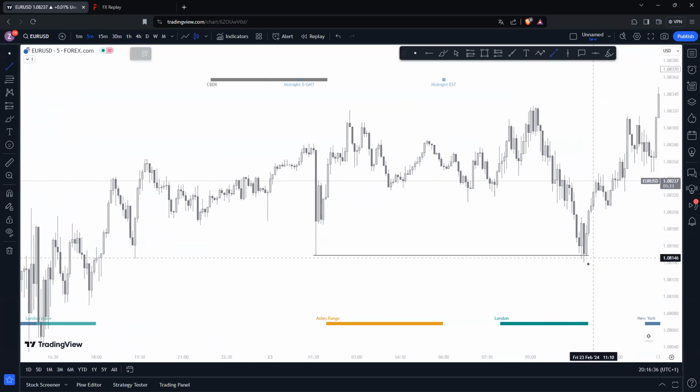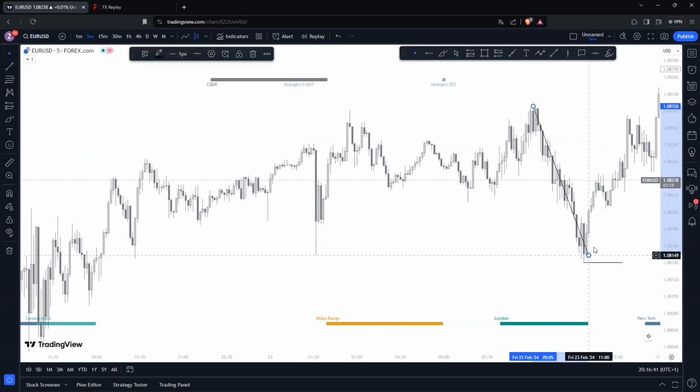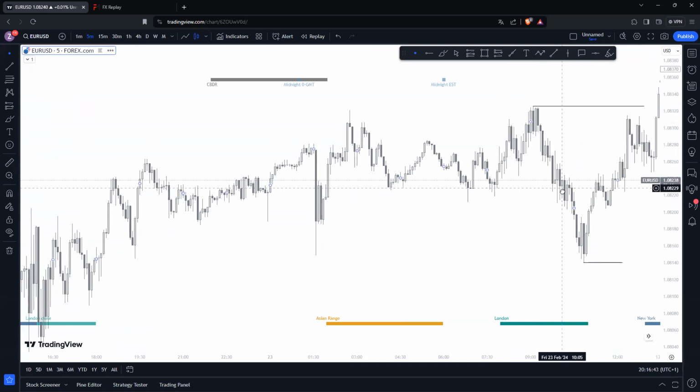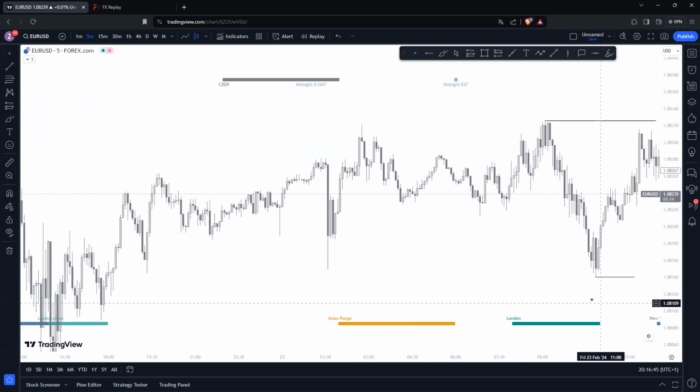So you do the same thing with London. You pick the lowest point of London and the highest point of London, and you're gonna pick an engulf above it, an engulf below it.